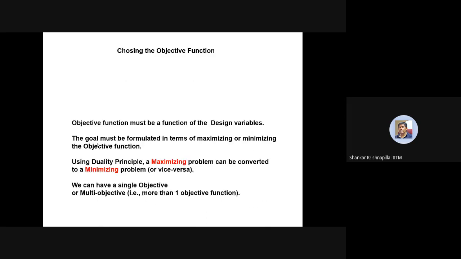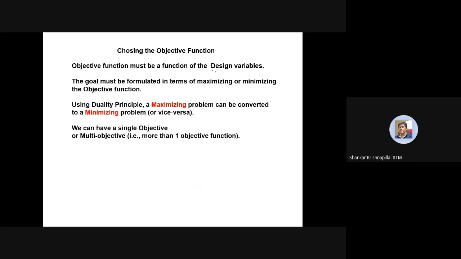Then choosing the objective function. The objective function must be a function of the design variables, so all the design variables like length, breadth, height must be there in the objective function. Then the objective function is formulated in terms of maximizing or minimizing the goal. Then we can use duality principles for certain optimization algorithms.